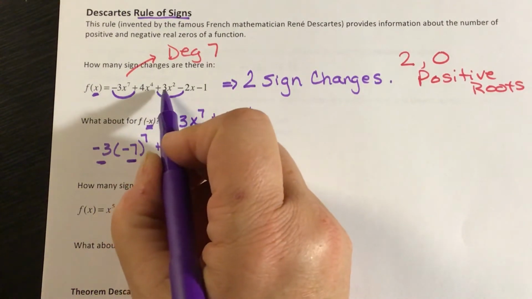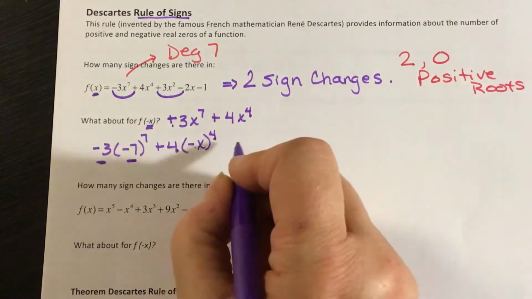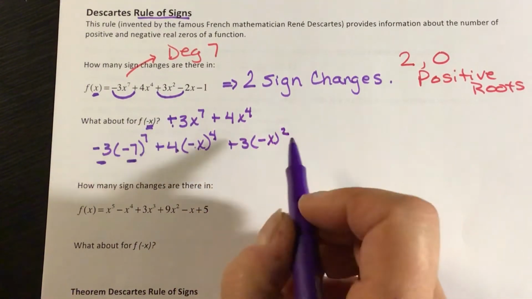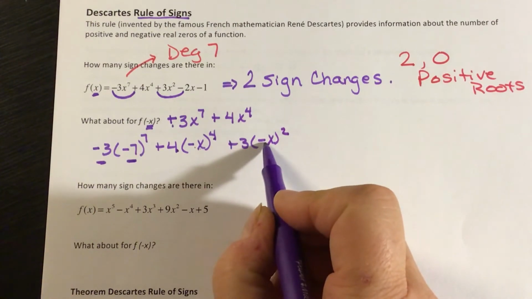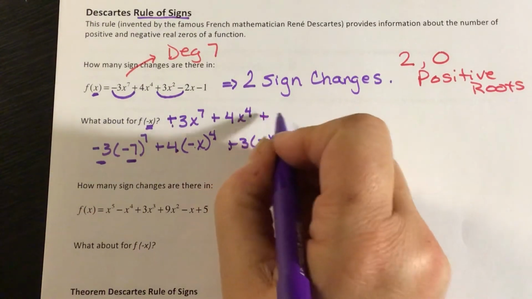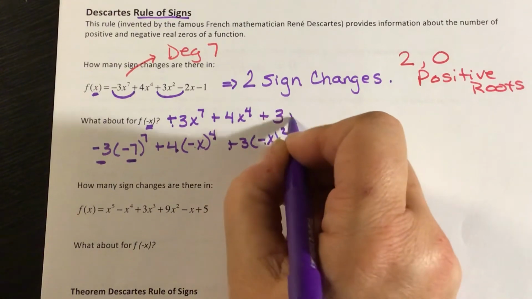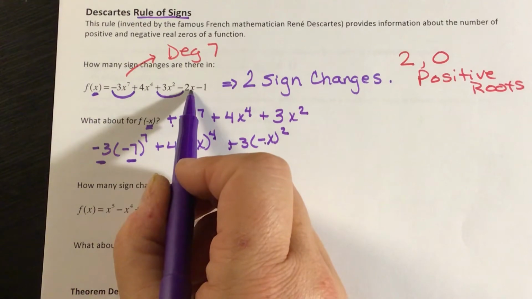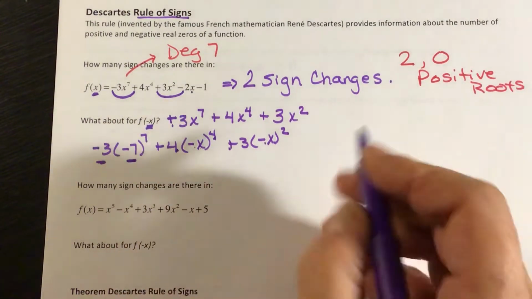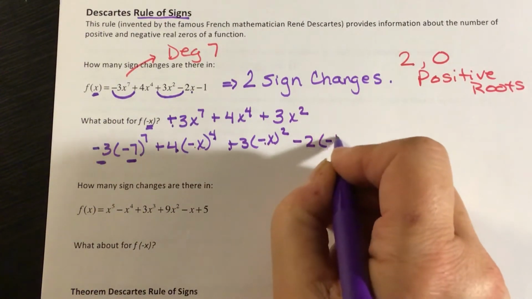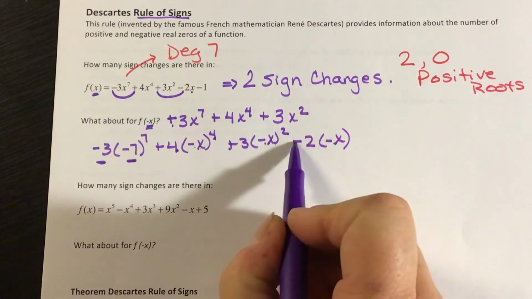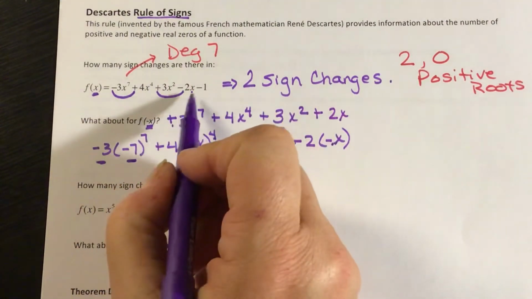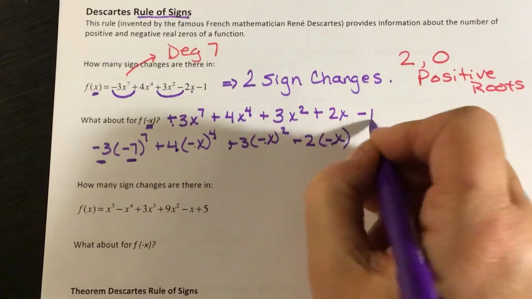And then I have plus 3x squared. So plus 3, and x is now negative x squared. If you square a negative, that's positive, times a positive is a positive. So that's plus 3x squared. Then I take a negative x and put it in for an x here. So I have minus 2 times negative x. Well, now I have minus and a minus, so this would be a plus 2x, and then a minus 1.